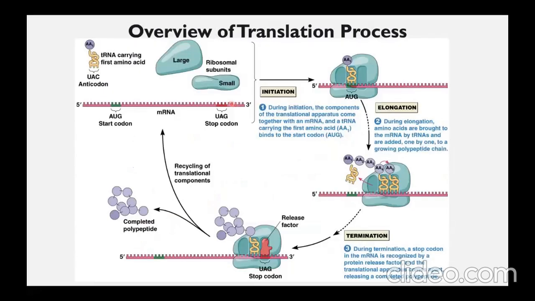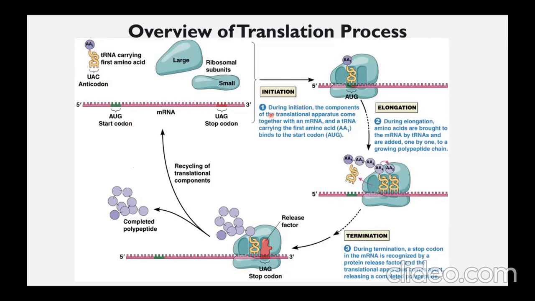Okay, so this is the overview of the translation process. It always starts at the start codon, on the mRNA, AUG. The anticodon is UAC, carrying AA1. Usually it is methionine, the first tRNA. Because AUG, if you look at the table earlier, translates into the amino acid methionine. So this is usually methionine.